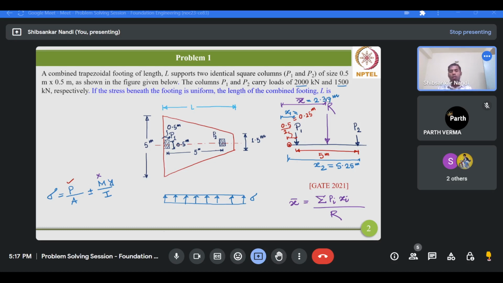Now, to get a uniform distribution of stress beneath this footing, we must keep in mind that the CG should be exactly at a distance of 2.39 meter from the left hand side of this trapezoidal cross section. Now, how can we determine the CG of a trapezoidal cross section? If we know the dimensions of the footing, that means the left side and right side as well as the length, you consider the length as L. What is the formula for getting the CG of a trapezoidal cross section?